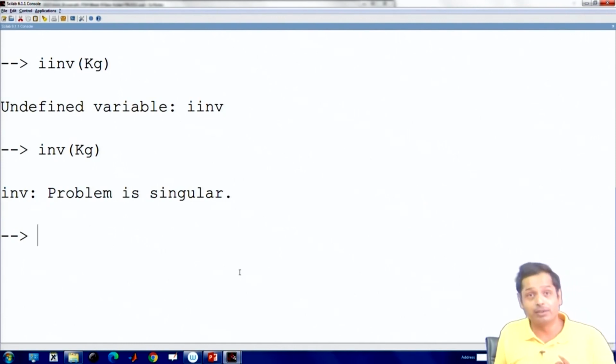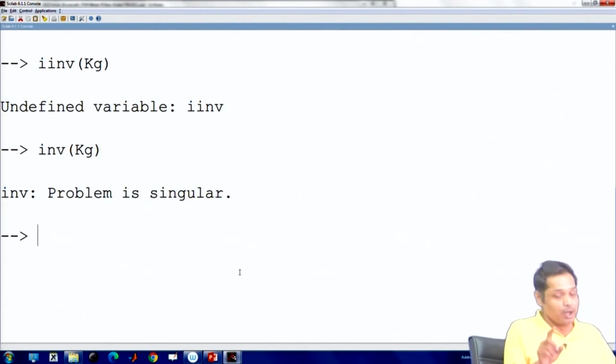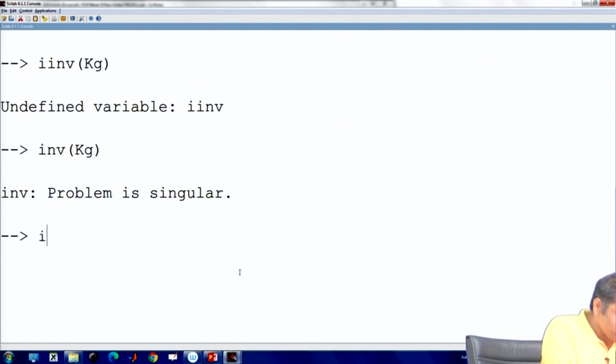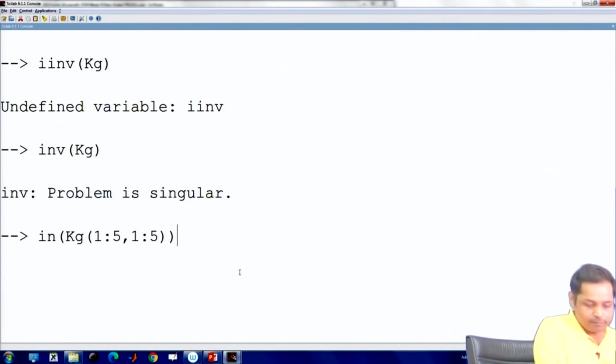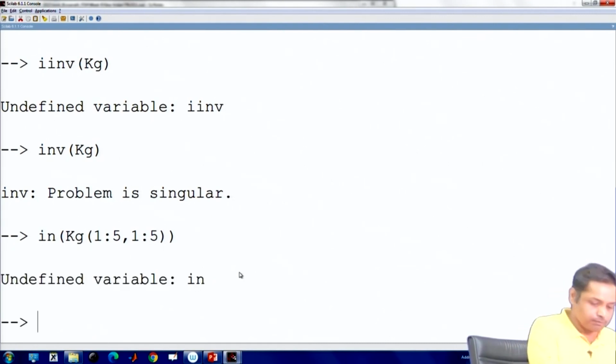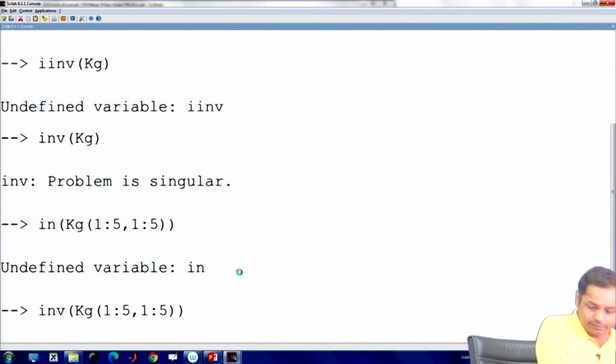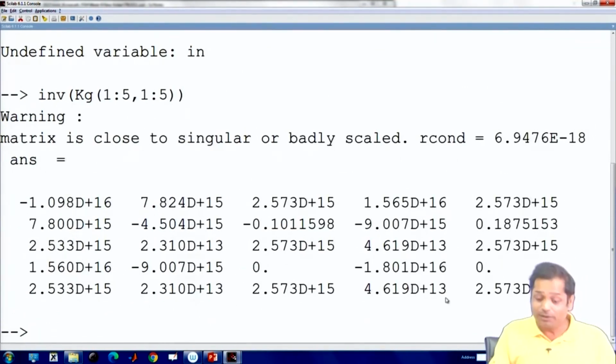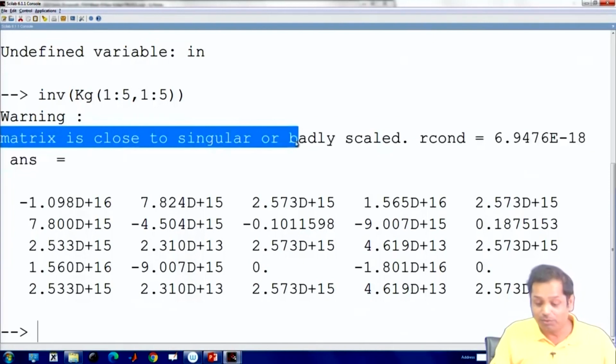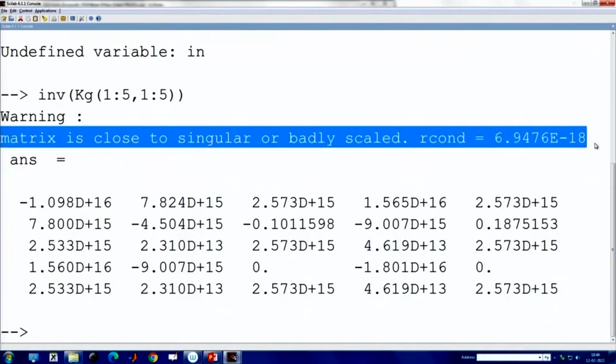Now, the question is how many constraints you have to provide. Let us provide one constraint. So, out of this 6 by 6 matrix, we'll scoop out the first 5 rows and 5 columns, assuming that only one constraint is provided. Let's see what happened to that. So, inverse of Kg, the global stiffness matrix, first 5, again type inverse. So, you see it gives you some value, but you see the warning, the matrix is close to singular or badly scaled. So still the matrix is not invertible, the determinant is almost 0.